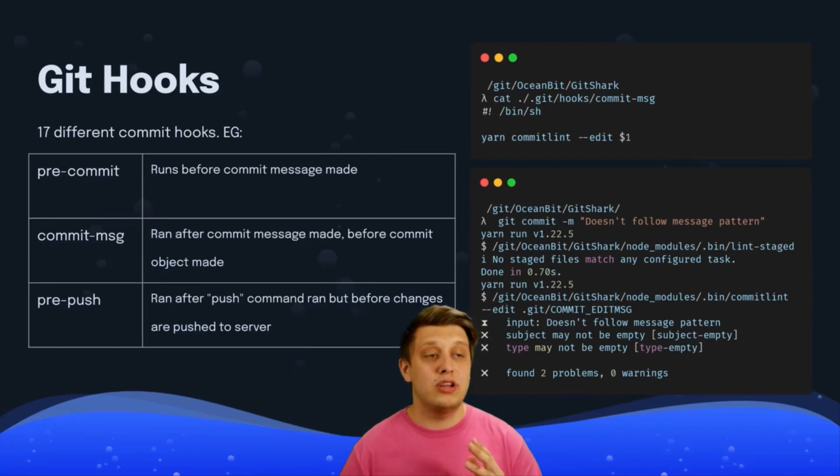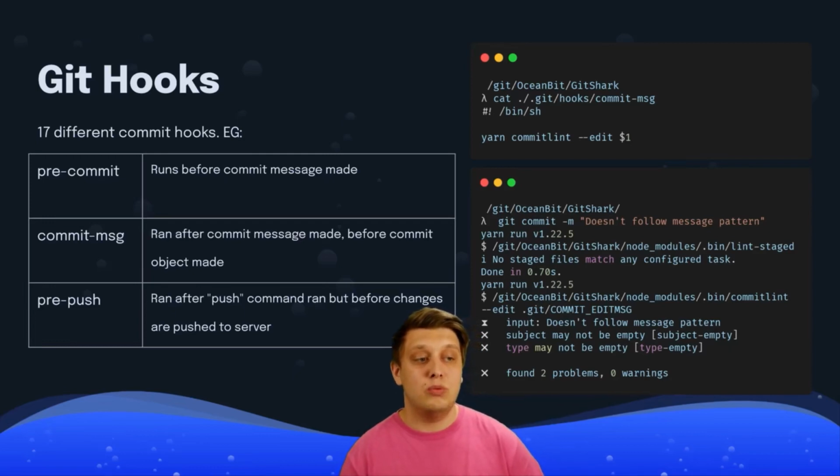So for example, here, if we cat our commit-msg script that we've built, we can see that we're running a program called commitlint. Commitlint checks to make sure that we're following a standard practice for all of our commit messages. And here we can see that when we commit with a message that doesn't follow that practice, it gives us a warning that type and subject may not match what we're looking for.